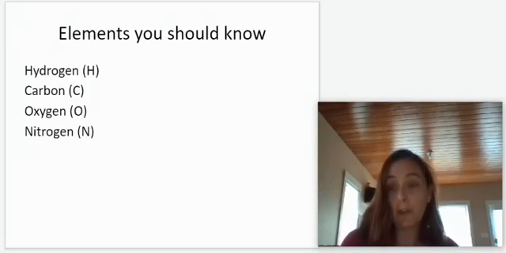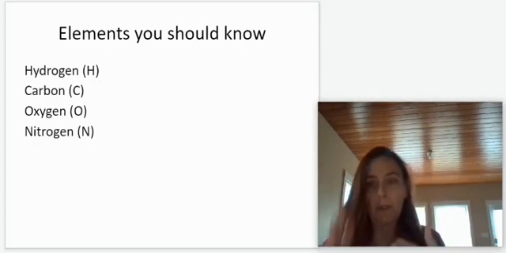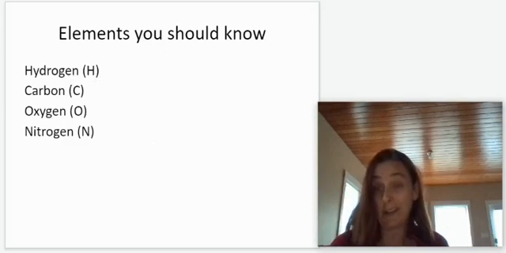So these are combined in different ways. If we combine carbon with carbon with carbon with carbon, we can get something called a diamond.